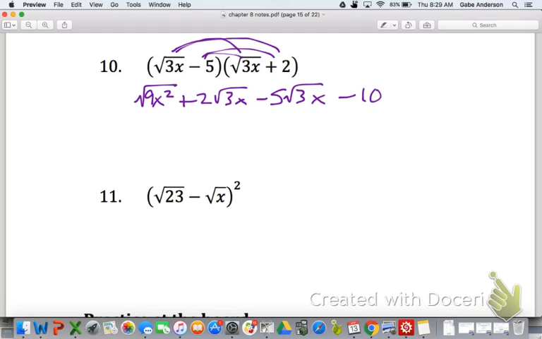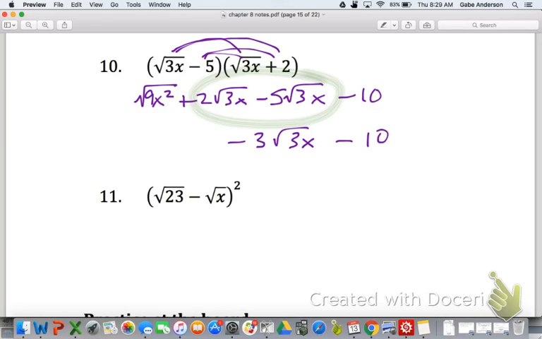Okay, so there is some simplifying that can be done. First of all, do you see any like radicals? Which ones are like? Yeah, the middles happen to be like radicals. And so those two can be combined. So if I were to combine those, what is 2 root 3x minus 5 root 3x? That is right. Negative 3 root 3x. Still have that minus 10 hanging out there.